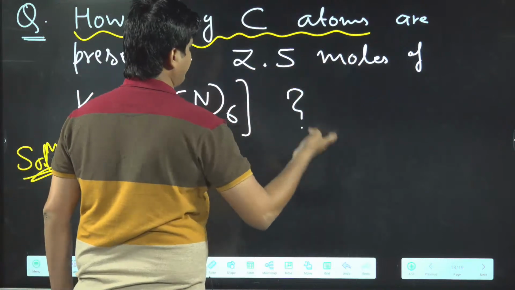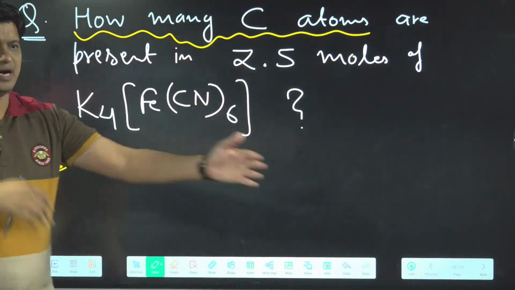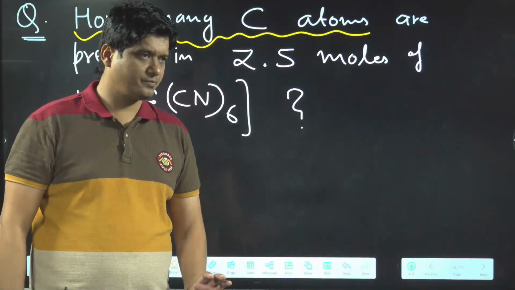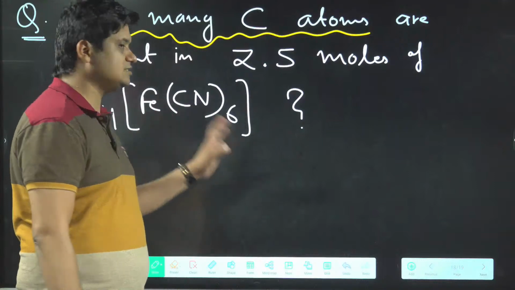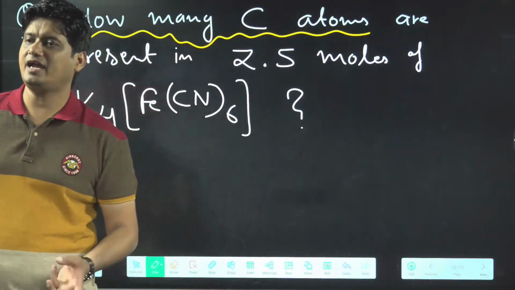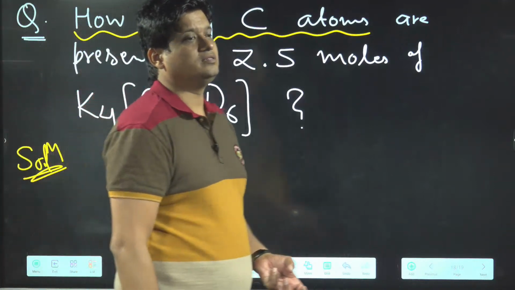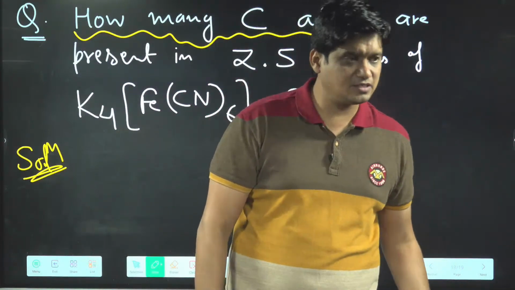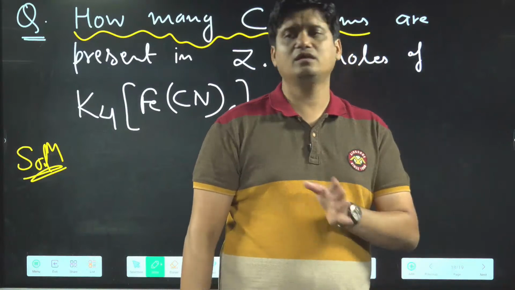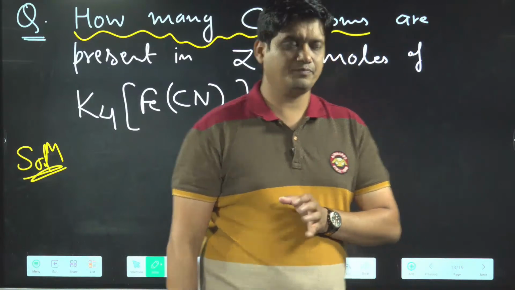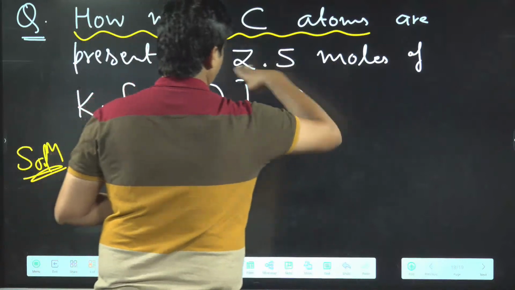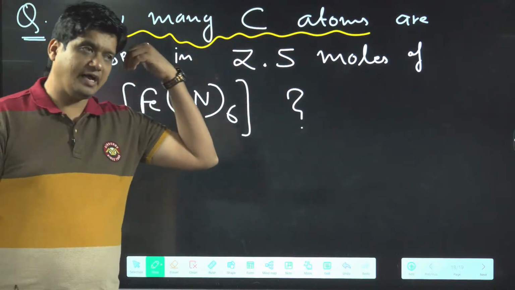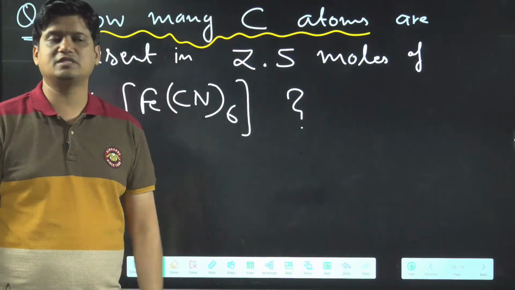Now, what have they given to you? 2.5 moles of K4Fe(CN)6. Now you know the route, you know the path. Data about K4Fe(CN)6 is given, and data about carbon they are asking. So our initial point will be K4Fe(CN)6 and our final point will be carbon. Since it is moles, on the left hand side I'll write mole, and on the right side also I'll mention the same thing, mole.